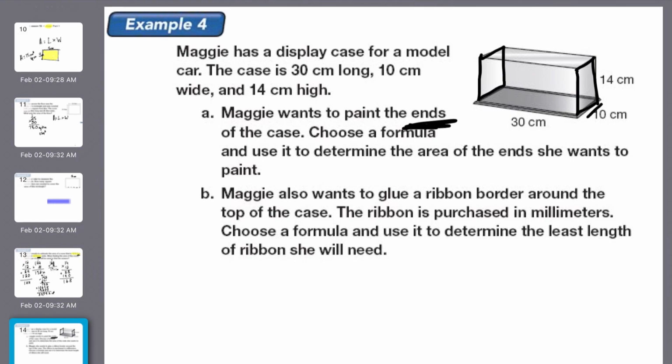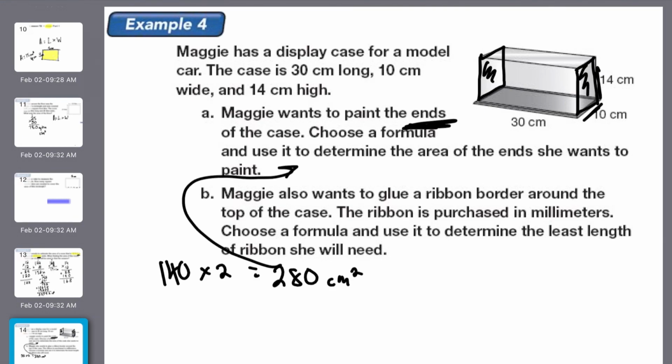So 10 times 14 is 140, but that times 2, because you have one end and the other end, gives me 280 centimeters squared. So that would be the area for letter A.